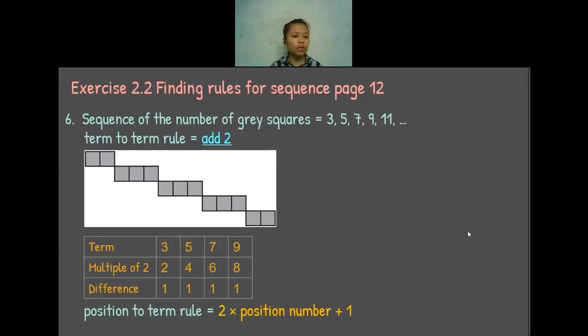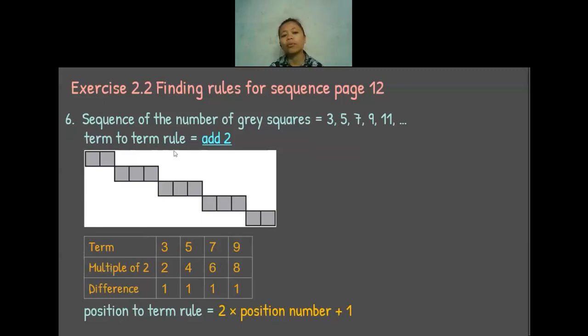Okay. For question 6a, draw shape 6. This is the drawing of shape 6. There will be 13 squares, and this is the form of the 13 squares. And then for the position-to-term rule at question 6b, the first thing we have to do is make a table. I have the table for the terms, and for the second row, it will be multiples of 2.